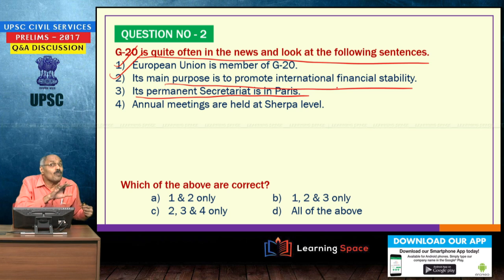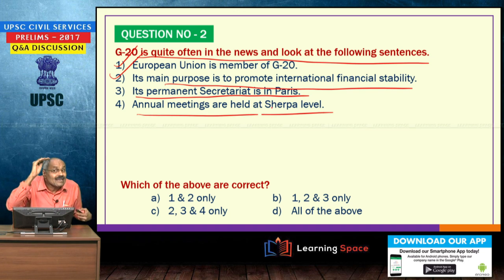It has got no permanent secretariat, and annual heads of government meetings will be held at the heads level, and in between Sherpa level meetings will be held. Sherpa means he represents the head of state at several meetings, and finally the head level meeting will be attended by the head of the government or prime minister, in this case in our country. So, here annual meetings are held at the summit level. Sherpa level meetings are held a number of times.